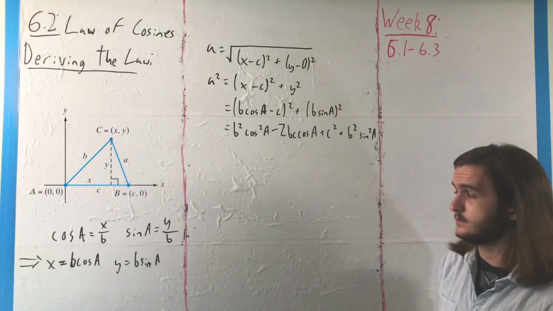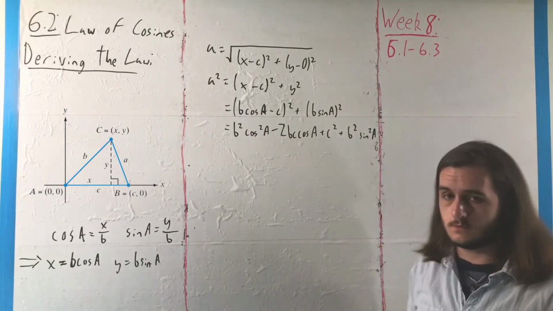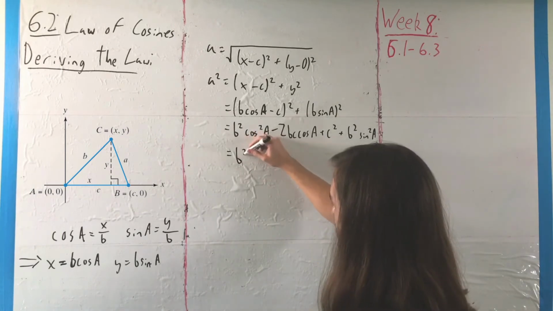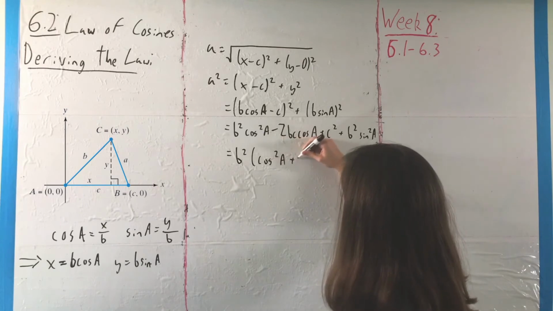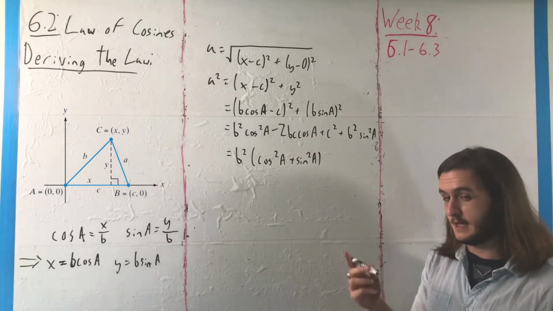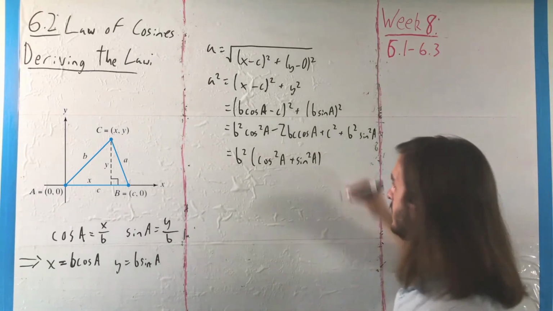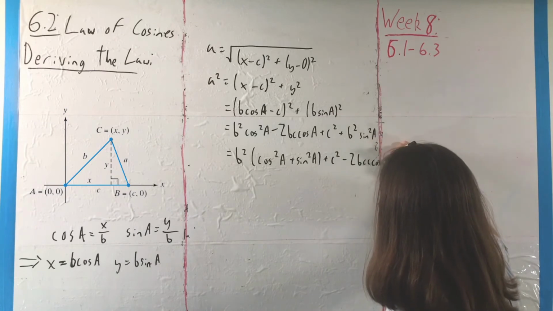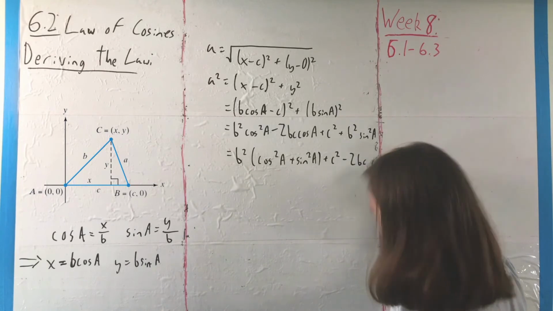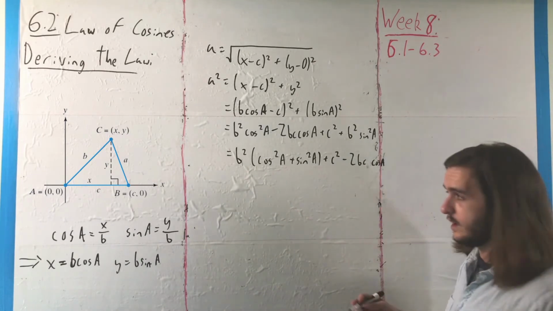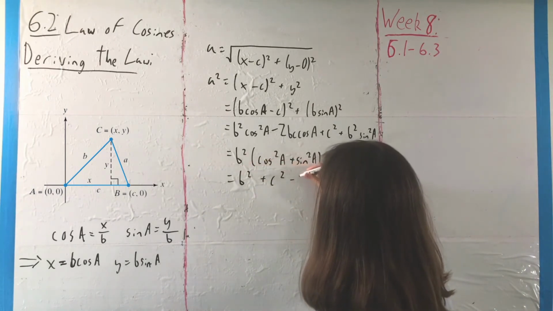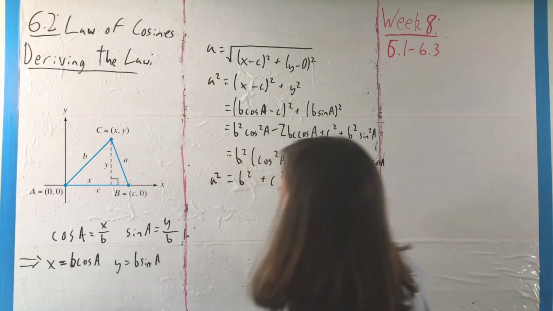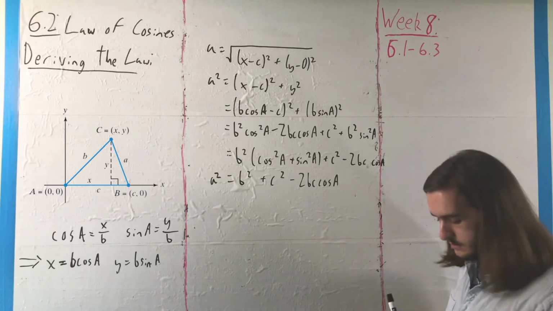Woof. But, nasty as this looks, we can take the terms like this and pull them together and factor out a b squared, where what we would have then if we group is b squared times (cosine squared of A plus sine squared of A), which hopefully is a familiar value in terms of the Pythagorean identity. That's actually just 1 written in a long-winded way. Then we've still got a c squared, and we've got a minus 2bc cosine of A. And then, like I said, this is just 1. So really, this is just b squared plus c squared minus 2bc cosine of A. That is, a squared equals b squared plus c squared minus 2bc cosine of A.